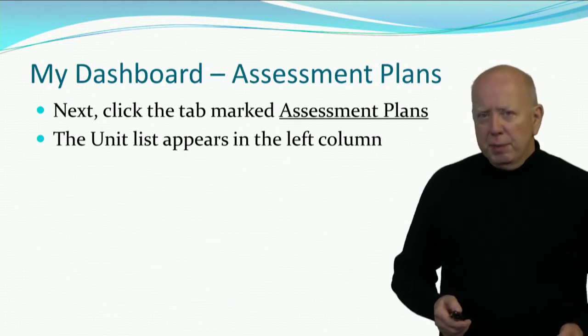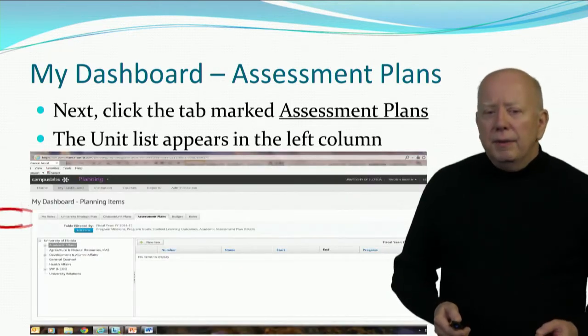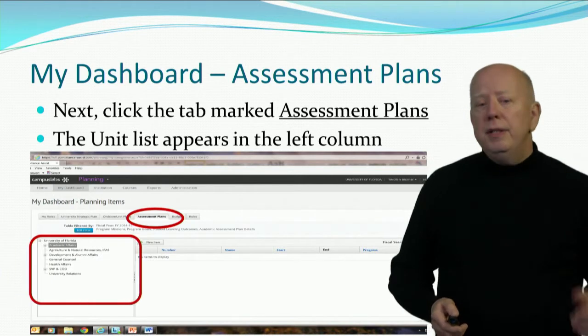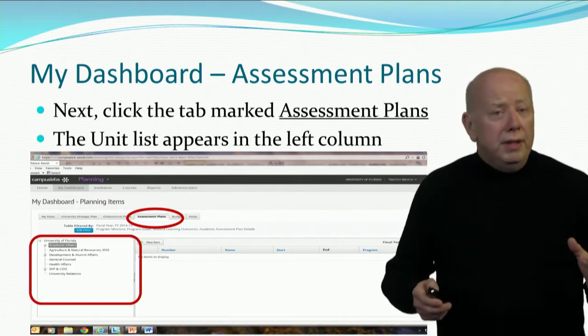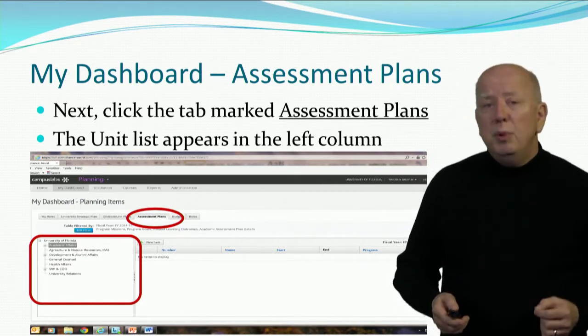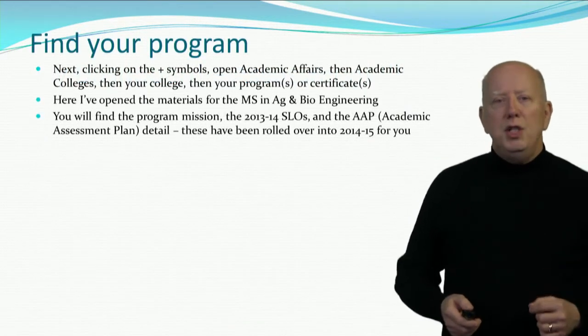When you get to the My Dashboard Assessment Plans page, how do we access that? Well, at that page, you're going to click on the Assessment Plans tab, and then you'll see that there's a unit list that appears in the left column. So you won't see the unit list until you click on the Assessment Plans tab. So it's really important that you do that first. Then you're going to find your program.